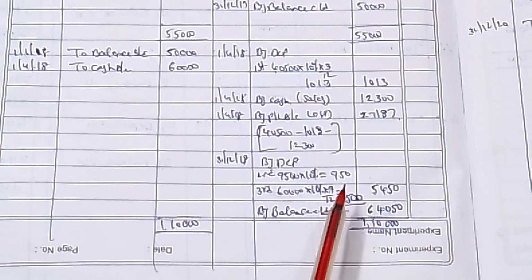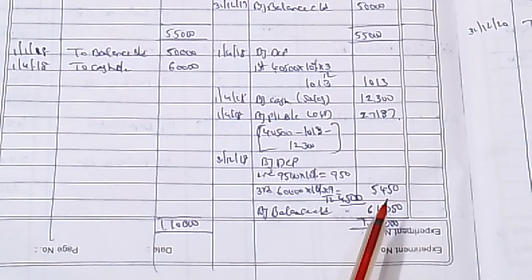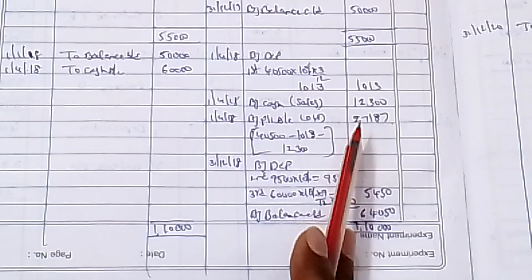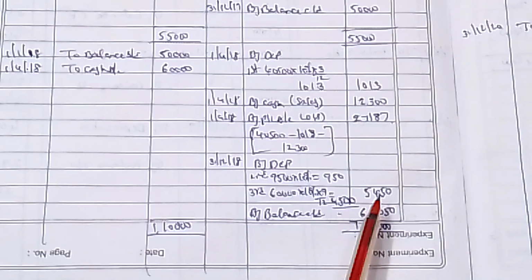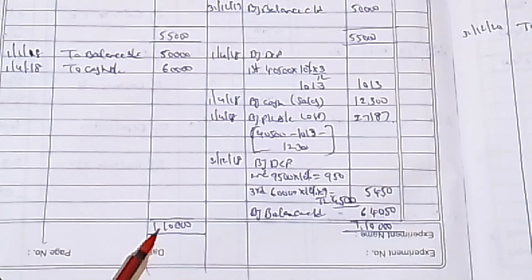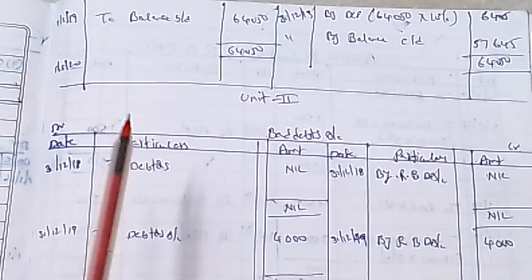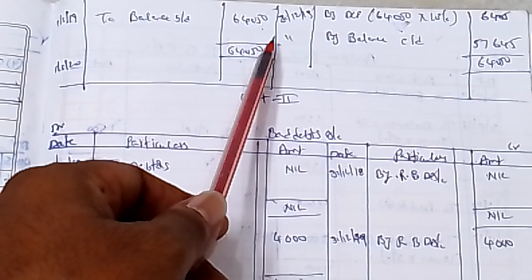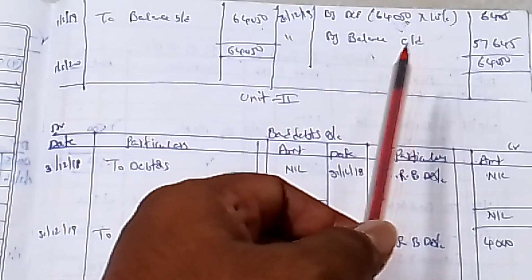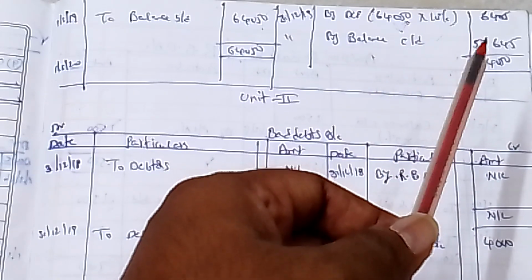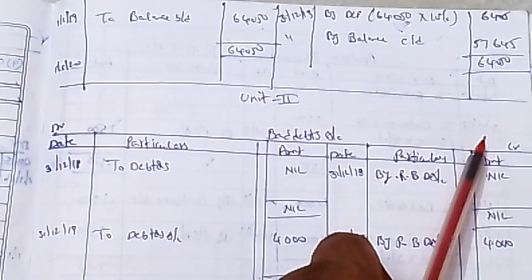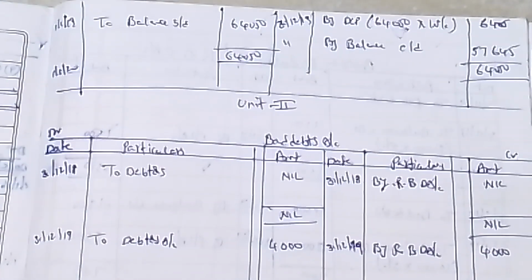Add 950 plus 4,500, 5,450. Add 50,000 and 60,000, total 1,10,000. 1,10,000 minus 1,013, 12,300, 27,187, and 5,450 less. The balance is 64,050 rupees. Balance brought down on 1/1/2019, 64,050 rupees. By depreciation, here depreciation will be calculated on the diminishing balance method. So the opening balance value is 64,050, the depreciation will be 10%, 6,405. So 64,050 rupees minus 6,405, the answer is 57,645. So the second depreciation problem is completed.